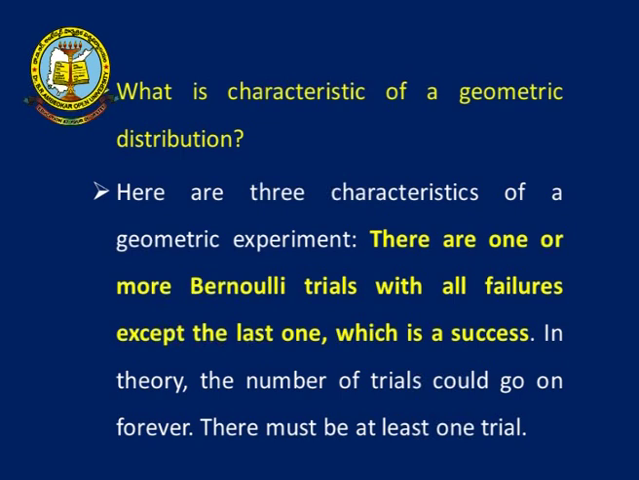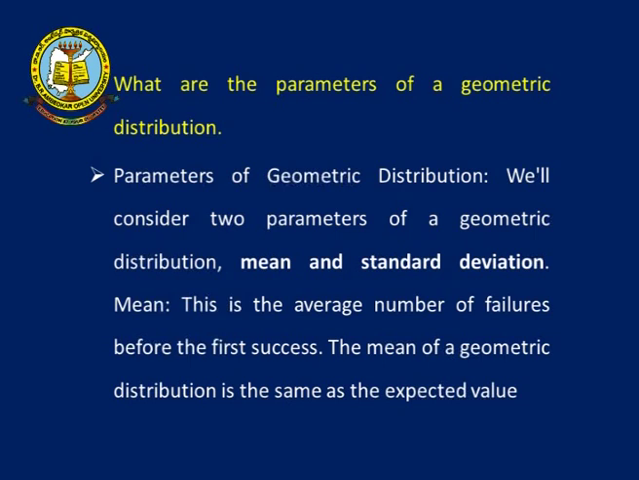3 means 2 is failure and 1 is success. So in theory, the number of trials could go on forever. There must be at least one trial. In the geometric distribution, there are parameters also. What are the parameters of the geometric distribution?